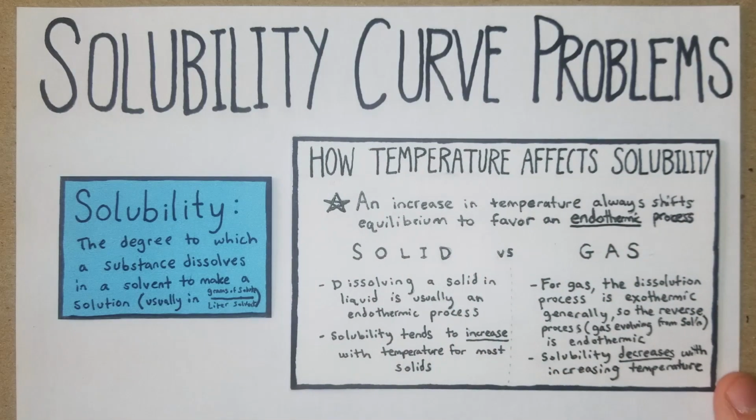Basically, the best way to think about it is just up here. An increase in temperature always shifts equilibrium to favor an endothermic process, and that's going to be different depending on which phase of matter it's in. So for solids, the solubility will tend to increase with temperature, and for gases, it's going to be the opposite. Solubility will decrease with temperature. So I'm going to show a quick demonstration here, and then we'll jump into some problems.